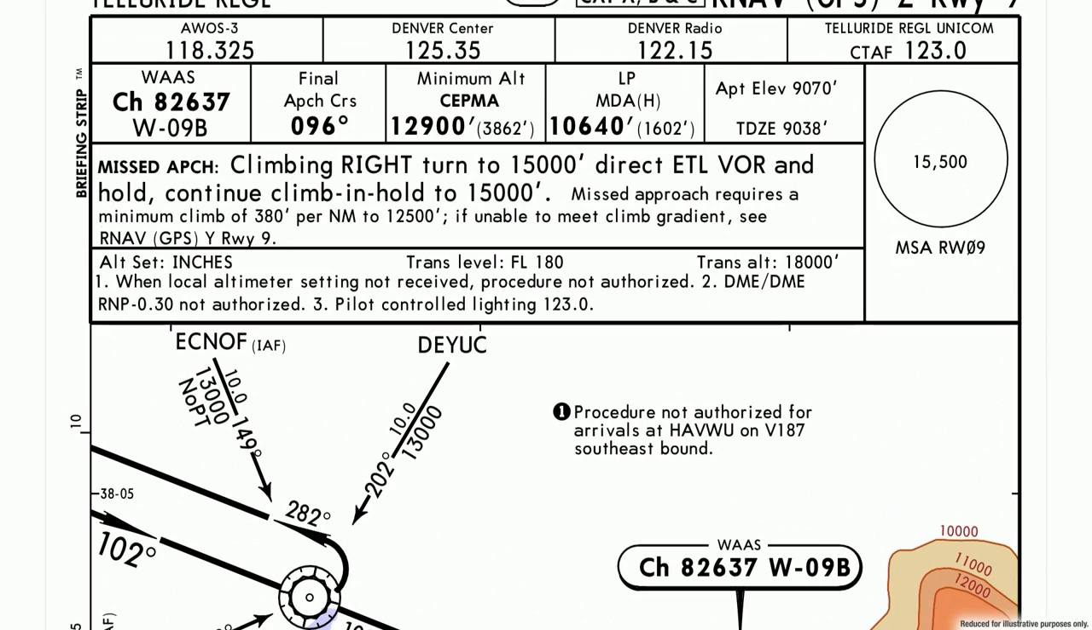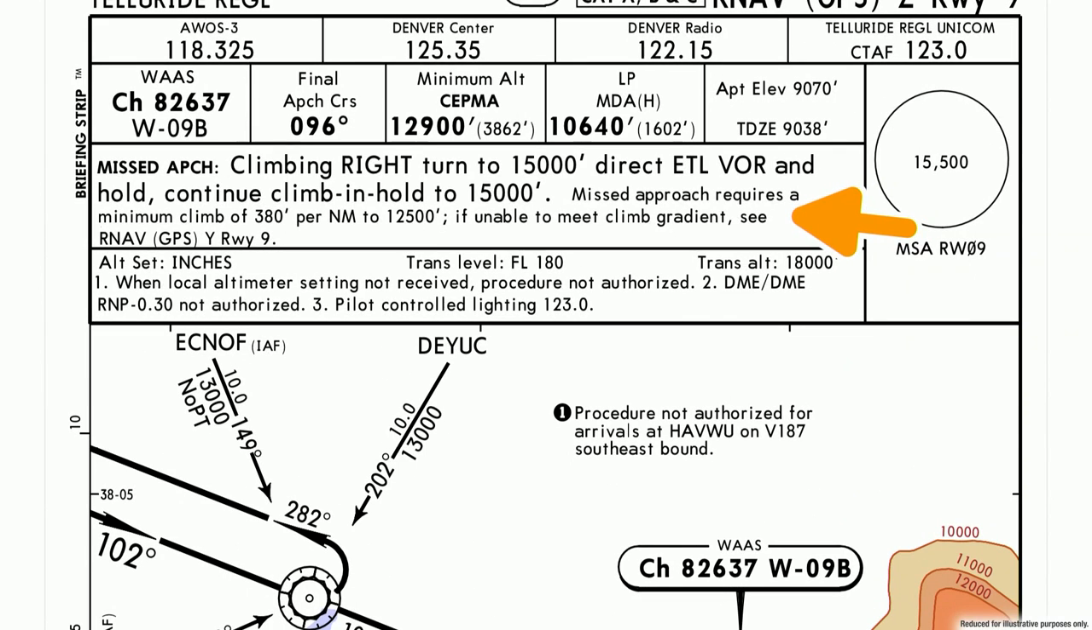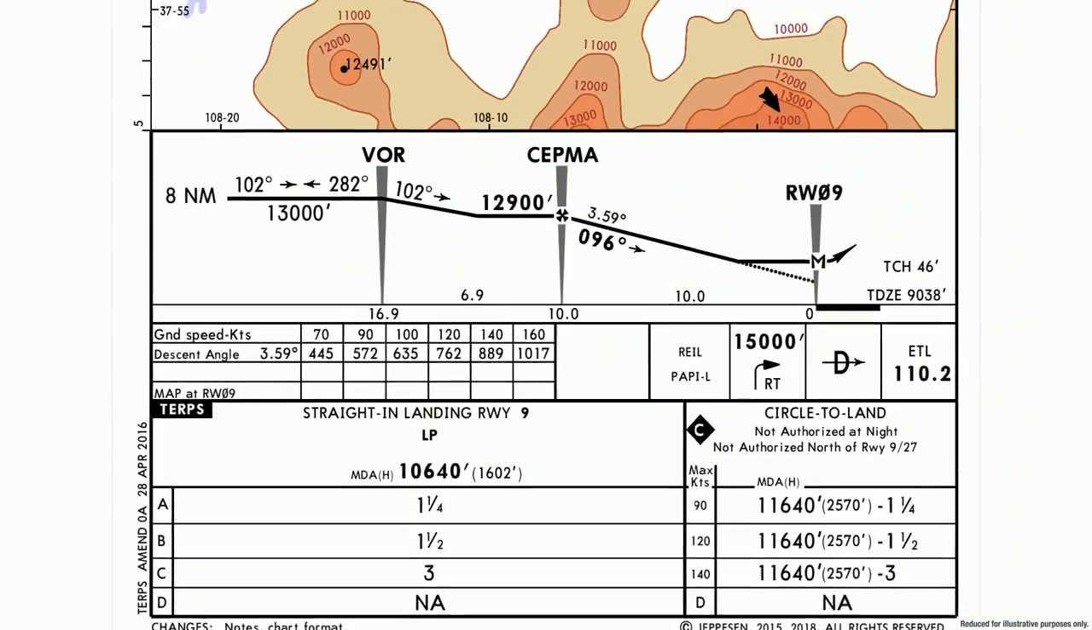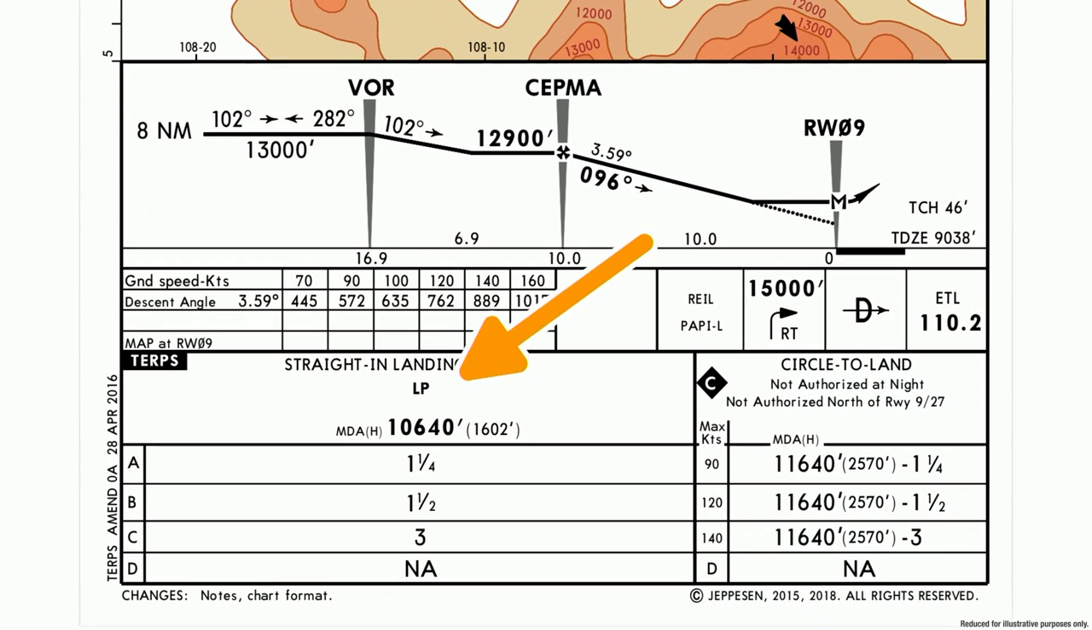First of all, you'll notice a note right here in the missed approach section itself. Missed approach requires a minimum climb of 380 feet per nautical mile to 12,500 feet. If unable to meet the climb gradient, see the RNAV GPS Yankee Runway 9. Okay, so again, this entire procedure requires 380 feet per nautical mile. All minima do. And if you go down to the bottom, there's only one minima published here. It's the LP.